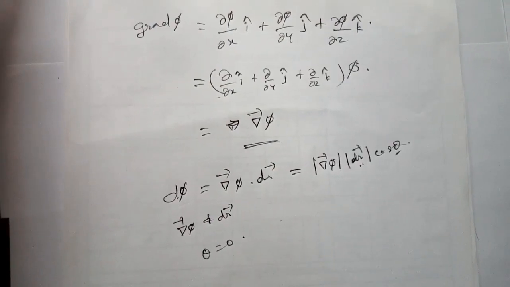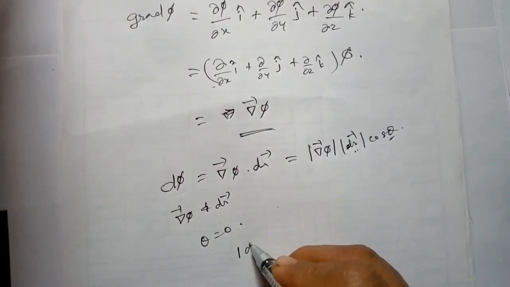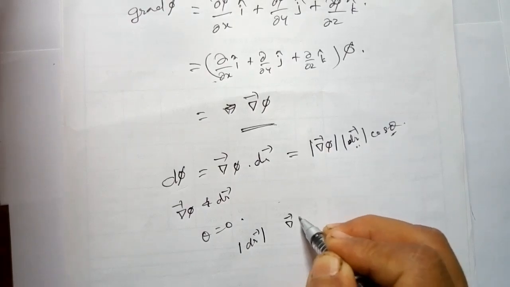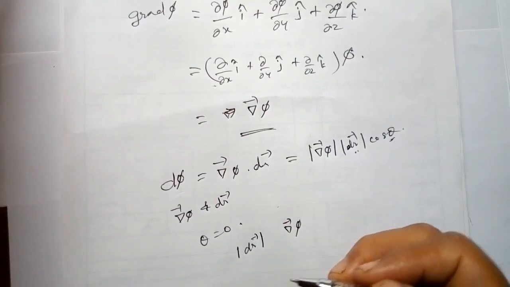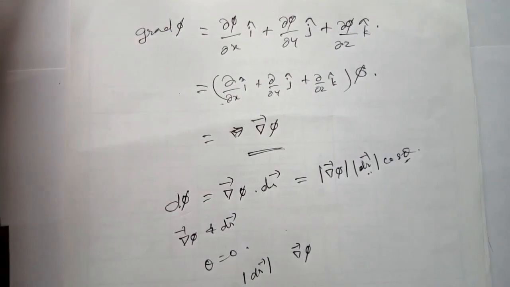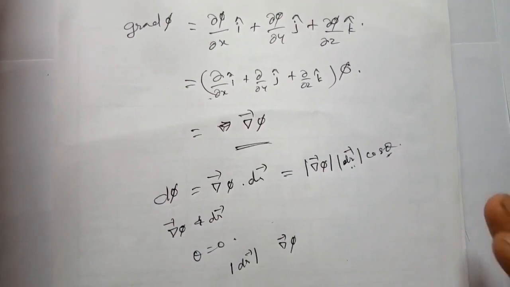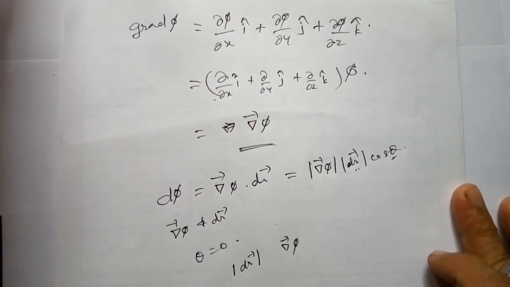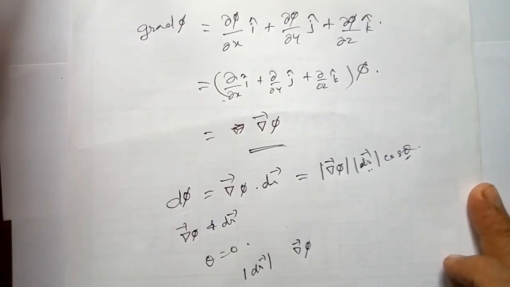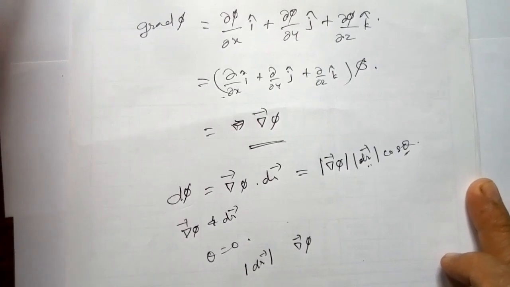That is, for a fixed distance dr, d phi is greatest when we have the same direction as that of del phi. Hence, the gradient of the scalar field phi defines a vector field, the magnitude of which is equal to the maximum rate of change of phi, and the direction of which is the same as the direction of displacement along which the rate of change is a maximum.